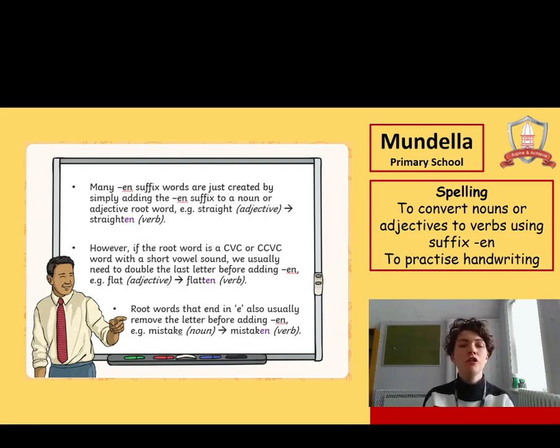And then root words that end in E also usually remove the letter E before adding en. So mistake, we remove the letter E before adding en, which makes the verb mistaken. If you need to write that down or just pause to have a think, pause the video now to do so.